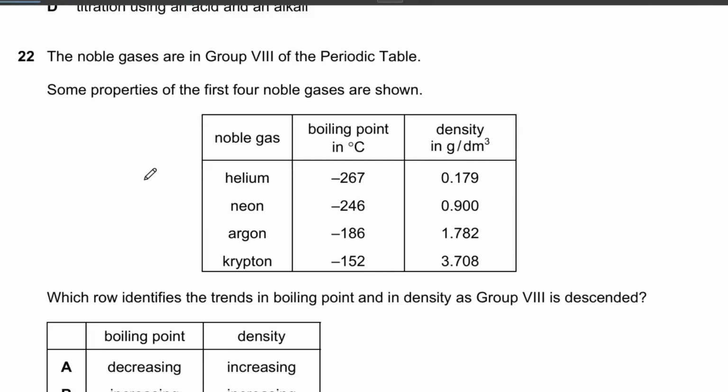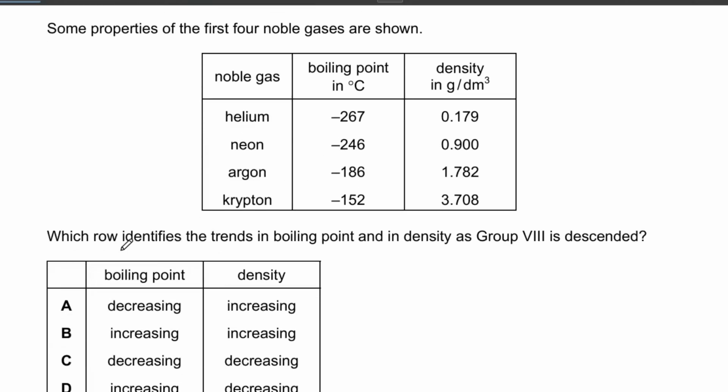The noble gases are in group 8 of the periodic table. Some properties of the first four noble gases are shown here. Which row identifies the trend in boiling point and in density as group 8 is descended? So what that means is that you are going down the group from helium to krypton. What is the trend of the boiling point and density?